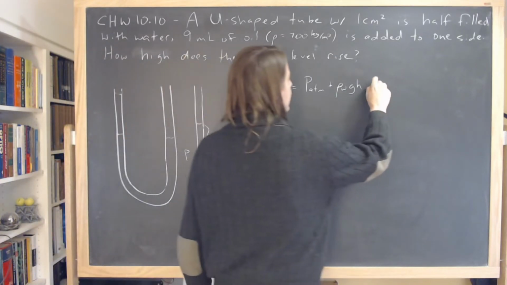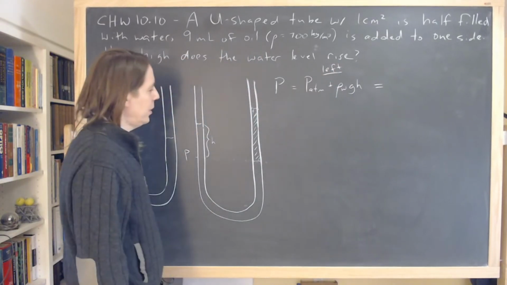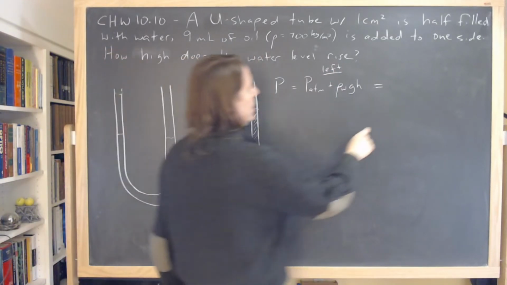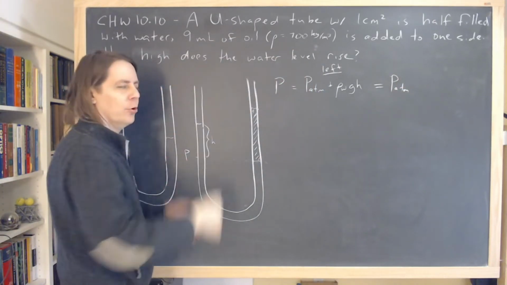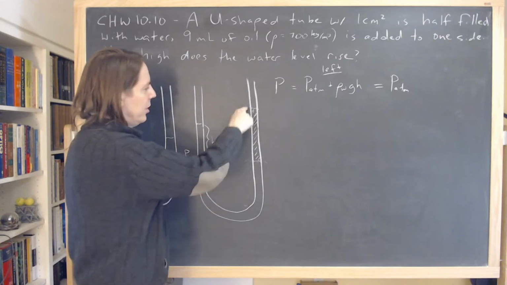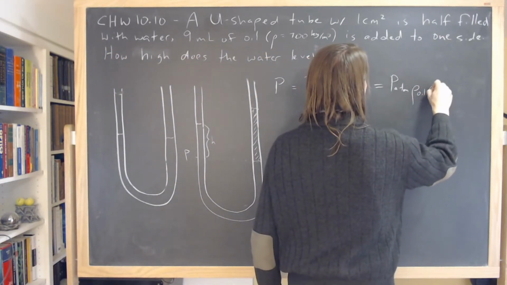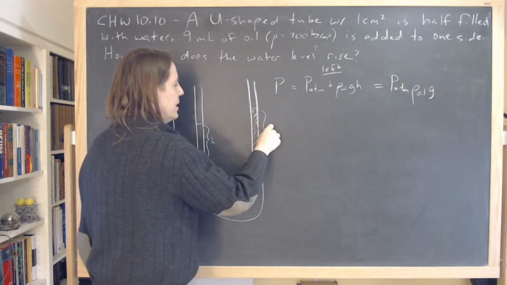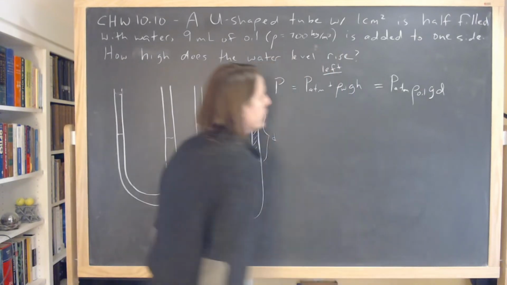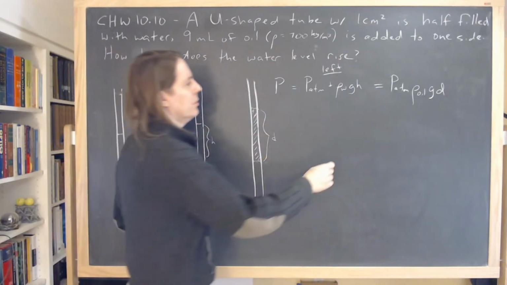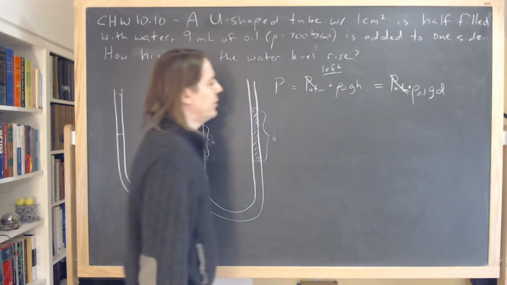On the right, we also have atmospheric pressure on the top. These are both open to the air, plus rho of oil, g, and then actually we're going to need this. We'll call that D. So what do we know? Well, whoops, it's a plus there. The atmospheres don't matter. It's the same on both sides.